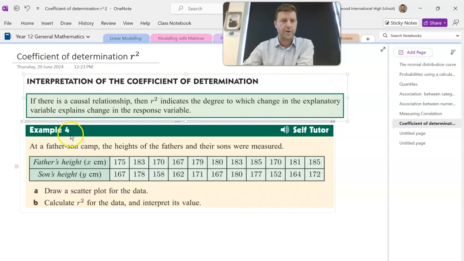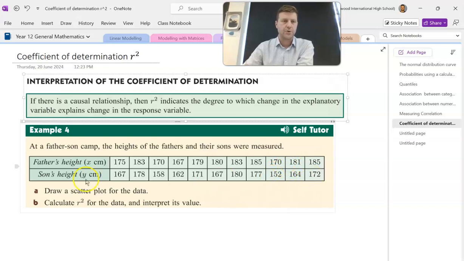So let's look at this example here, example 4. At a father-son camp, the heights of the fathers and their sons were measured. So the father's height here is my X, or explanatory variable, and the son's height here is the Y, or response variable. They paired these up so that the first father was measured, he was 175 centimeters tall, and his son was measured and he was 167 centimeters tall, and so on. There were 11 pairs of fathers and sons that were measured.